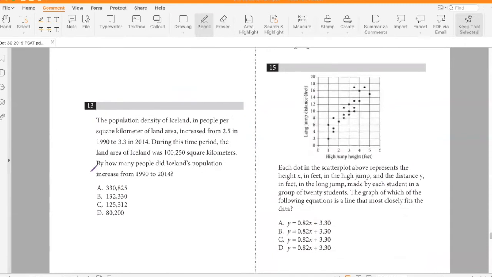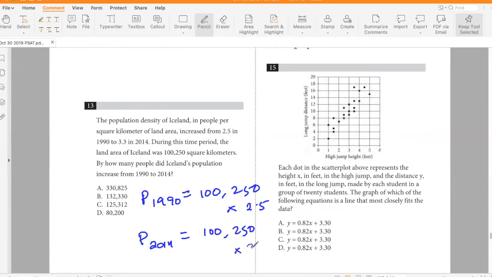The population density of Iceland in people per square kilometer of land area increased from 2.5 in 1990 to 3.3 in 2014. During this time period, the land area of Iceland was 100,250 square kilometers. By how many people did Iceland's population increase? Okay, so population in 1990 would be area, which is 100,250 times 2.5, and population in 2014 would be 100,250 times 3.3. So the increase would be the difference of these two.